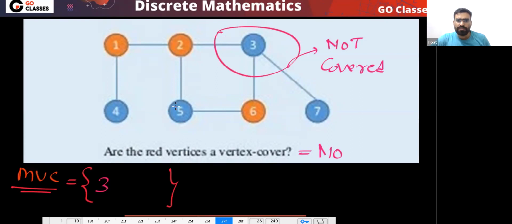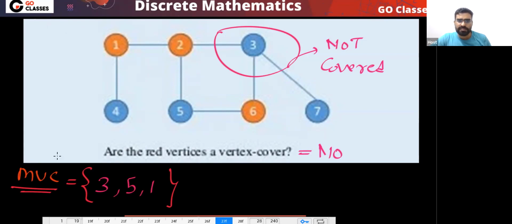Now what can we do? We can take this 2, which will cover these edges. Or what I can do, I can take 5, 1. All the edges will be covered. Yes or no? 1, 5, 3.